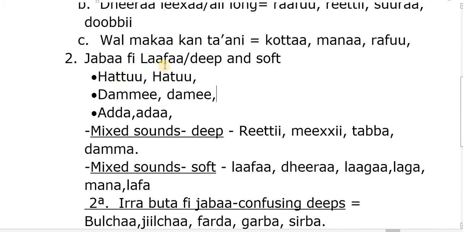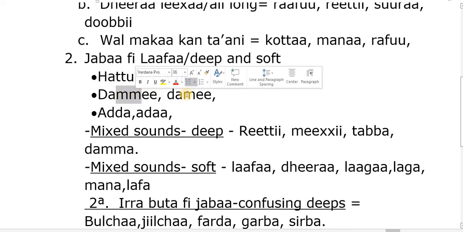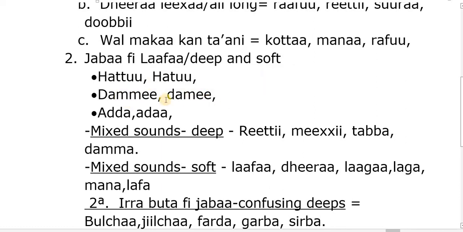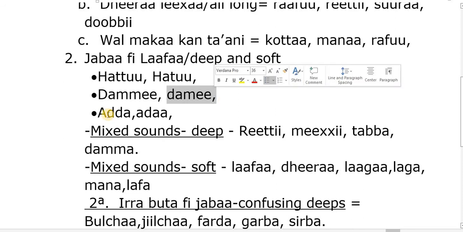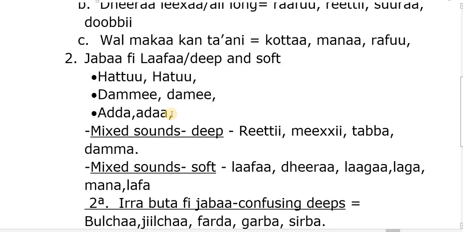Dame, exact structure. This is strong and long. This is soft and long. Ada. It's not the same structure, because this one is short, deep, and this one is short, soft, long. So ada.